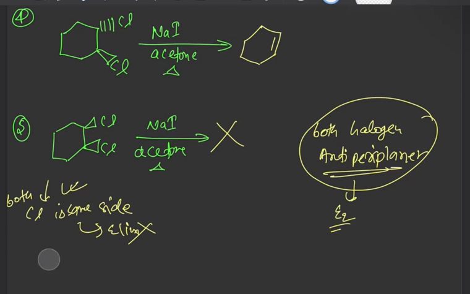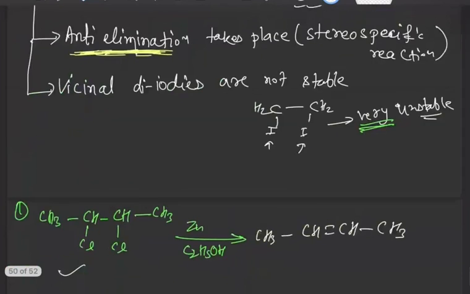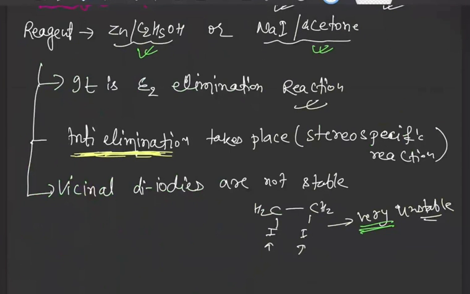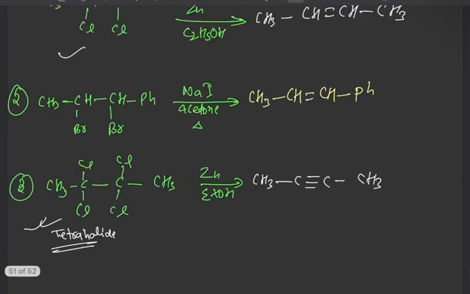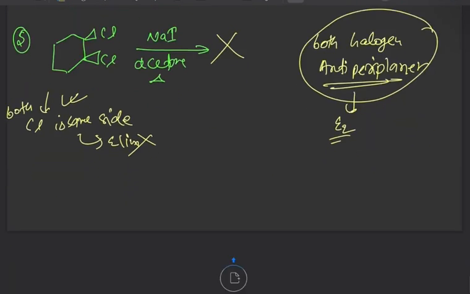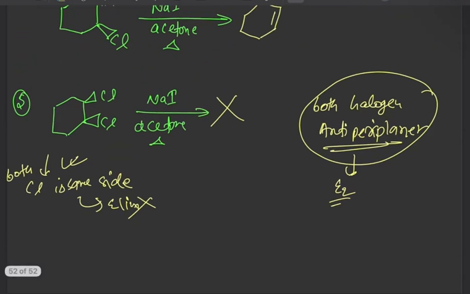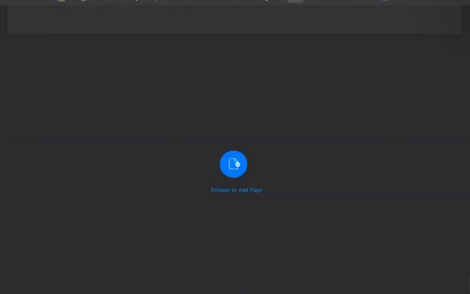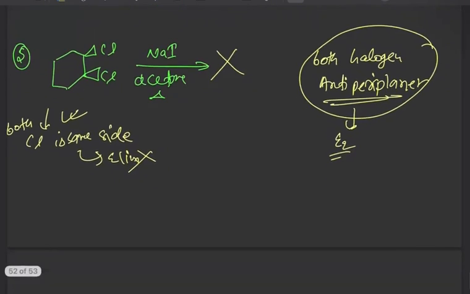For product formation, see this statement we have already written: anti-elimination. Anti-elimination means this should be at the anti position. If you remember, even earlier when we were doing E2, what was required? That it should be on the anti position, not the same position. Is it clear? Yes, sir.